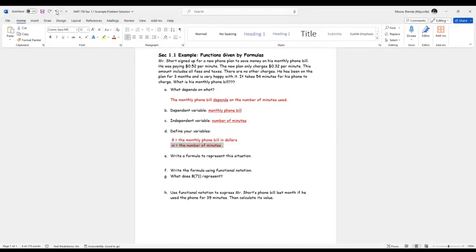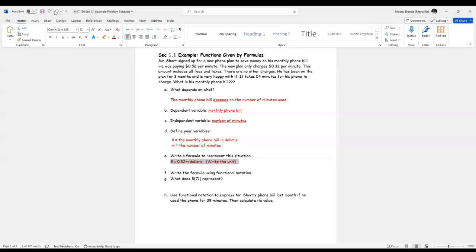Now that I've defined my variables, I can write my formula. What depends on what? B, the monthly phone bill, depends on M. So B equals, what does B equal? Well, they charge him 32 cents per minute, so 0.32M. So I can write my formula, B equals 0.32M, and include my unit, dollars.